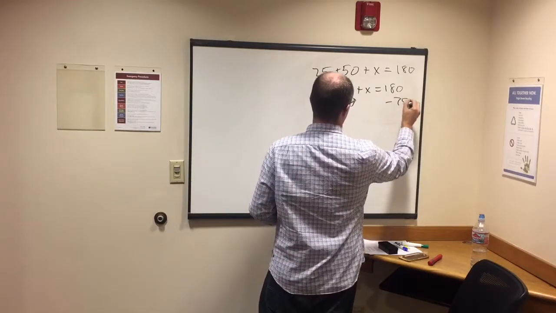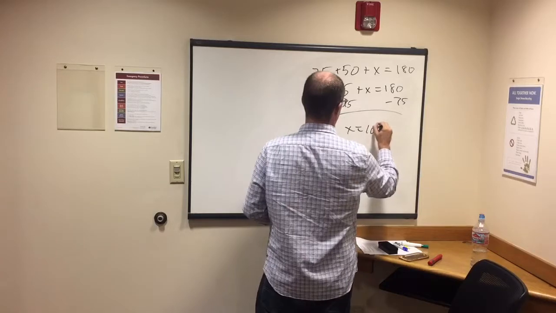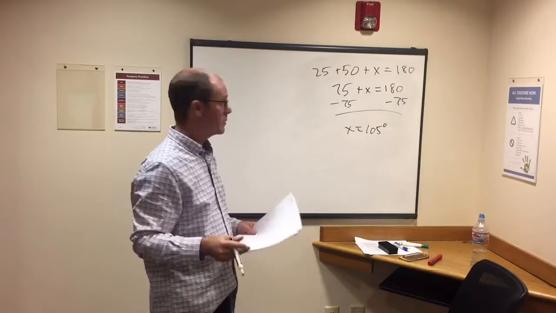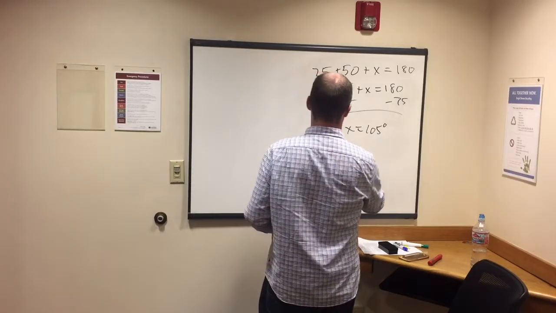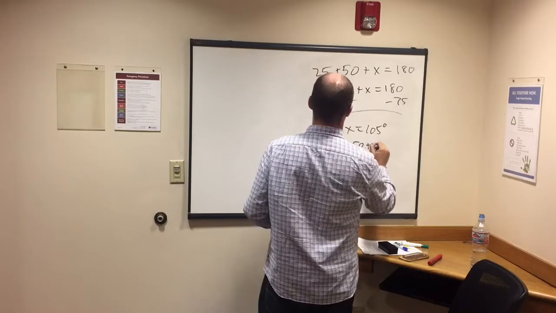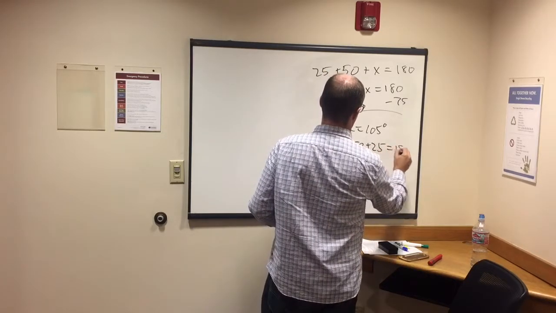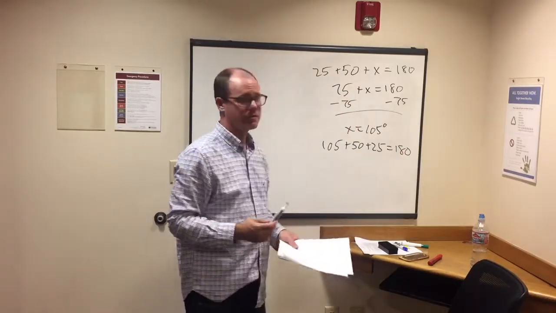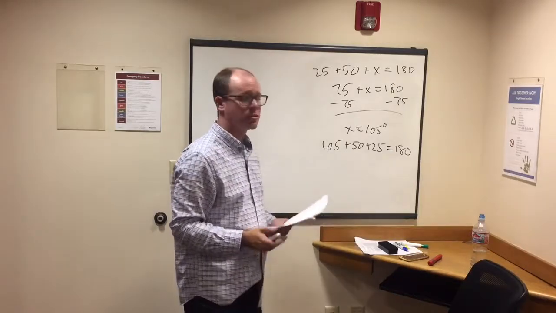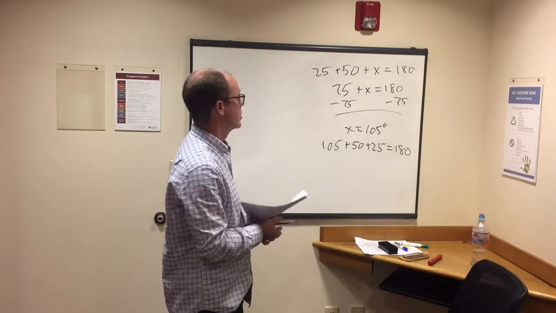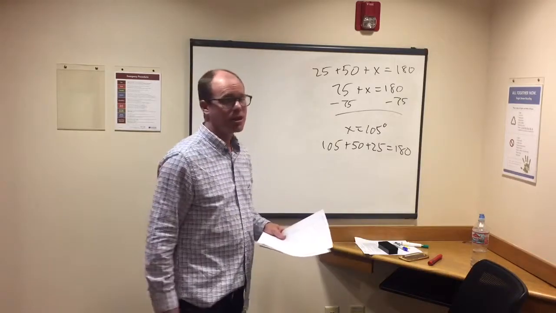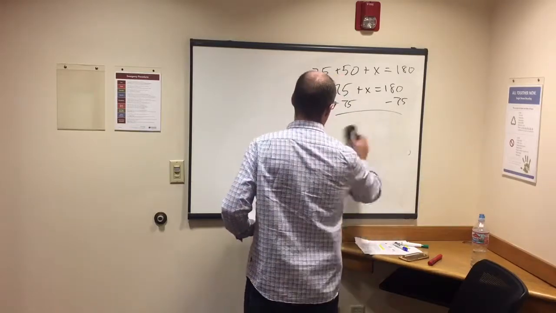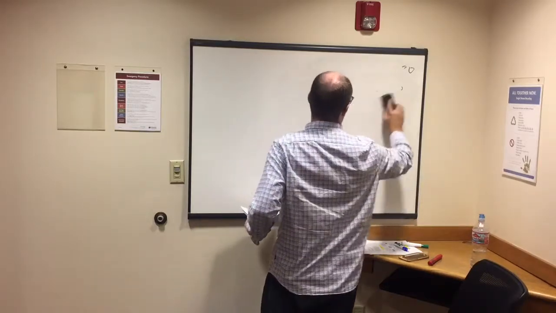Subtract 75 from both sides, x is 105 degrees. And then if you want to back check it, 105 plus 50 plus 25 equals 180. Like 105 plus 50 is 155, 155 plus 25 is 180. So that's how we solve that. That's a common one. They give you 2, you have to find the third one in a triangle, which always equals 180. Enter those 2 numbers, add them up, solve for x.